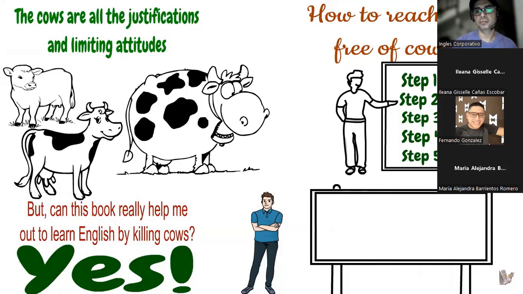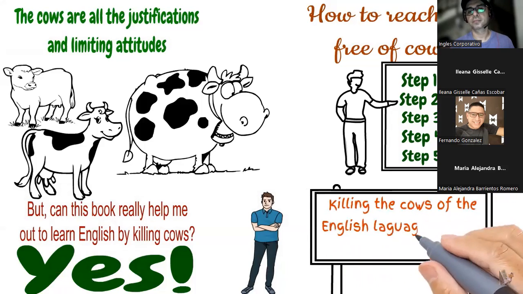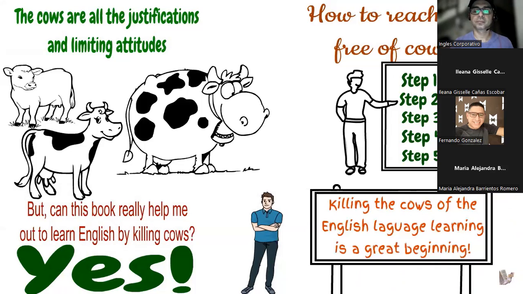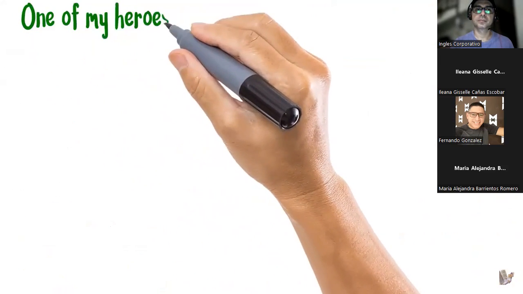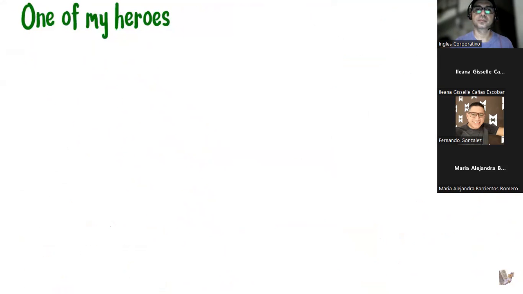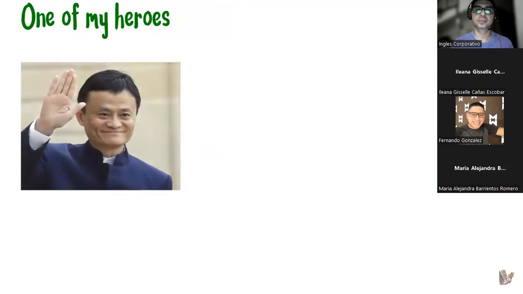grow. Killing the cows of the English language learning is a big beginning. Once you learn how to do it, it's going to be very easy to apply it to any other thing in life. And the Book of the Cow explains clearly how to do it. Finally, I want to share very briefly the example of one of my heroes. Not for what he is now, but instead for what he did to learn English and see the amazing success that he has now. He knew somehow that learning English to a high level was really worth it.